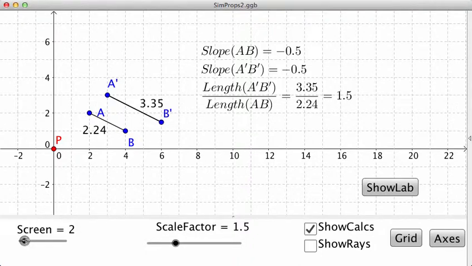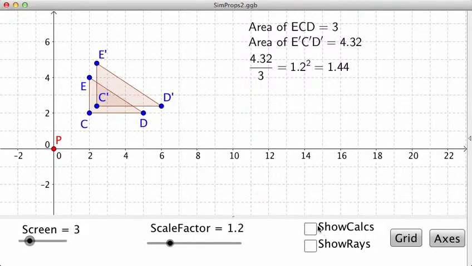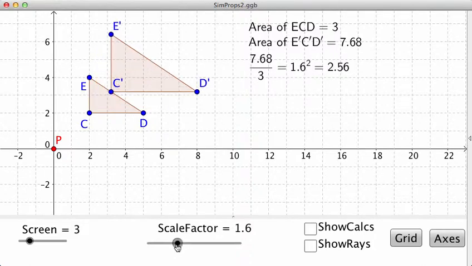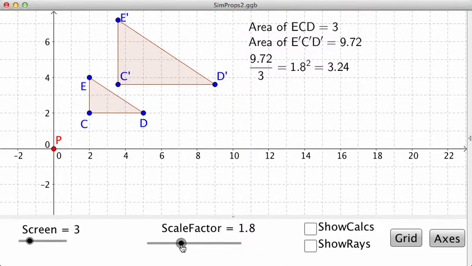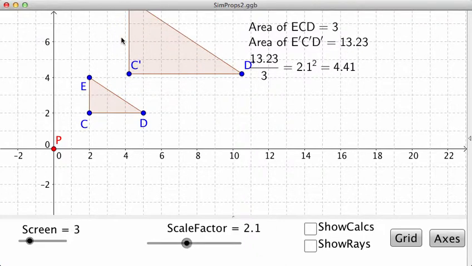Okay, so now let's look at what happens when we, in this case, have a triangle. And so we now have 3 points that we've dilated, D, C, and E, and created D prime, C prime, E prime, which will change the scale factor, let's say, to 2. And in so doing, we've also dilated this triangle, ECD, to create triangle E prime, C prime, D prime.